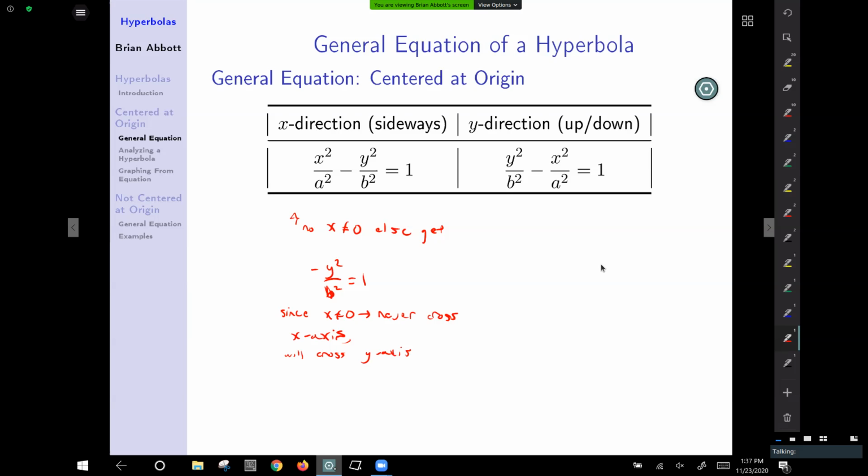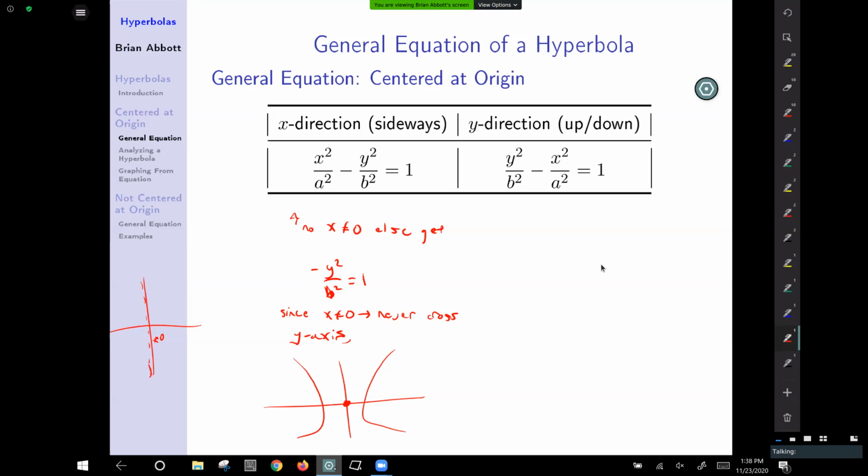Wait, I'm sorry, I'm saying the wrong things. Since x is not allowed to be 0, that relates to the y-axis. Where is x equal to 0? That's the y-axis there, x equals 0. So this thing will never cross the y-axis. Okay, so how could you possibly draw a hyperbola centered at the origin that never crossed the y-axis? It necessarily has to open up left and right.